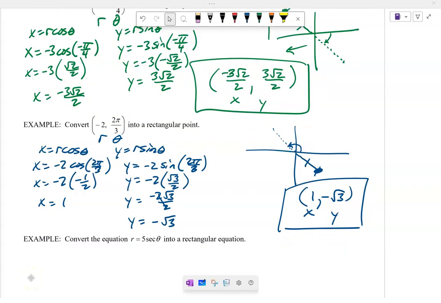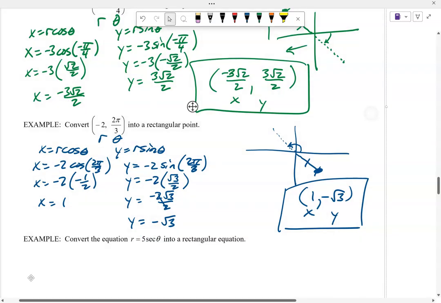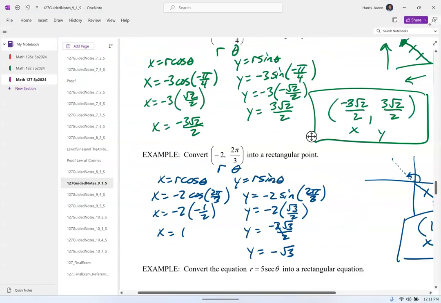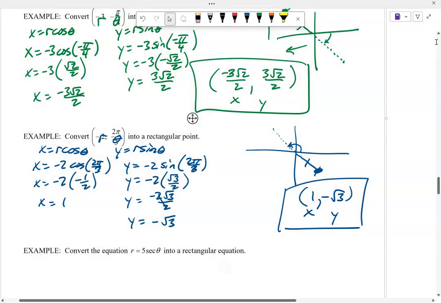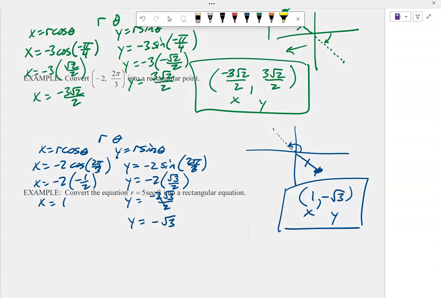All right, let's go ahead and convert now into rectangular equations. Oops. Is that moving on? Move. Okay. Oh, I'm supposed to be moving.